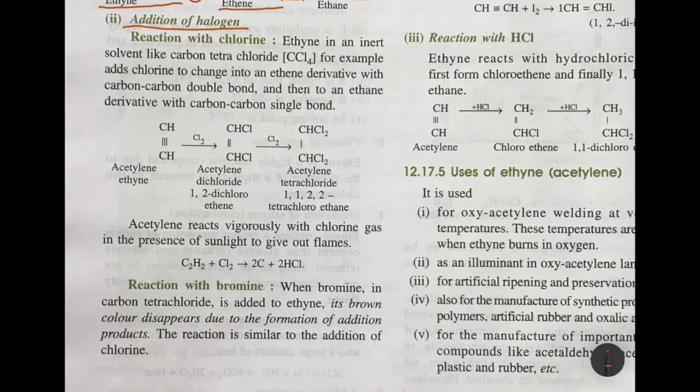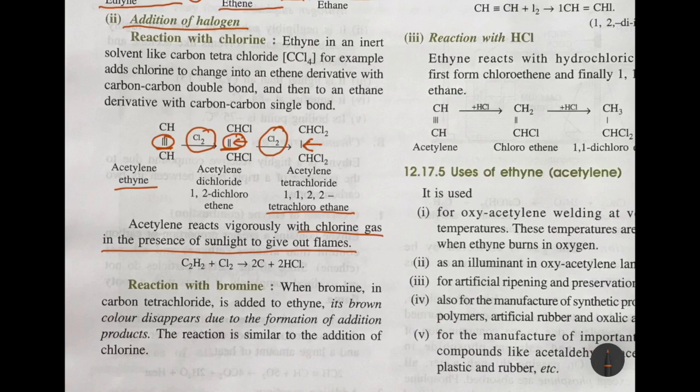So here you can see acetylene, ethyne, and chlorine, first one bond breaks up and forms a double bond, and again another chlorine molecule is taken up and acetylene tetrachloride or 1,1,2,2-tetrachloroethane is formed. So here you can see there is a single bond. So first the triple bond breaks up and forms a double bond, and then the double bond breaks up to form the single bond.